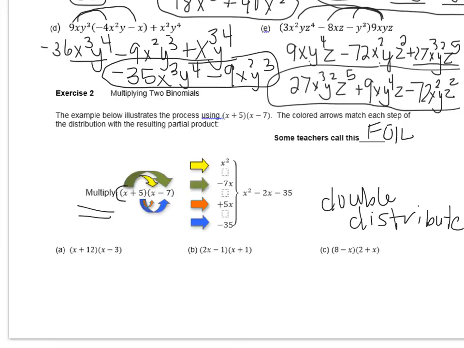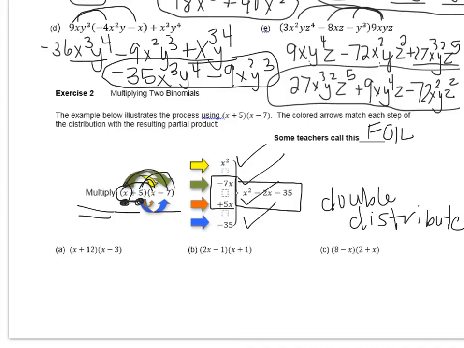You're going to take this first term x and distribute it through the second set of parentheses. X times x gives you x squared. X times negative 7 gives you negative 7x. Now that you're done multiplying this term through the second set of parentheses, you're going to go to the second term in the first parenthesis and distribute that. 5 times x gives you 5x. 5 times negative 7 gives you negative 35. And then if you have any like terms, which in this case we do, you combine them. Negative 7x plus 5x is negative 2x. So the trinomial that is the product of these two binomials is x squared minus 2x minus 35.